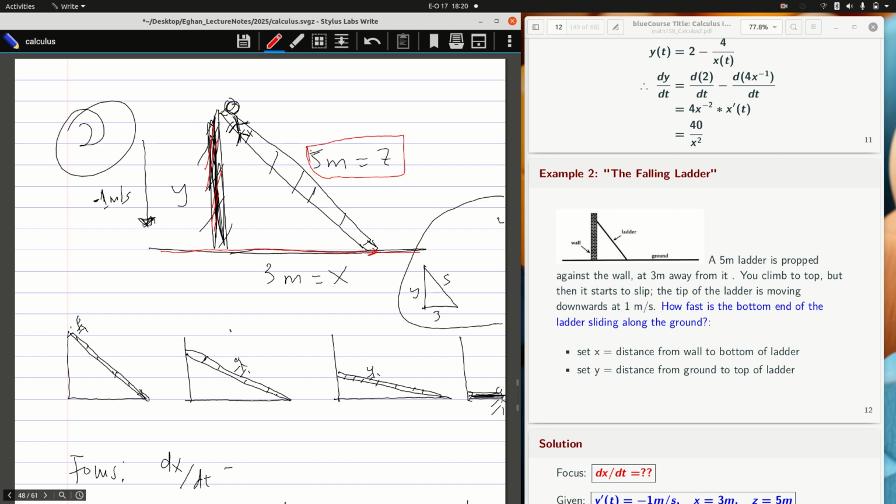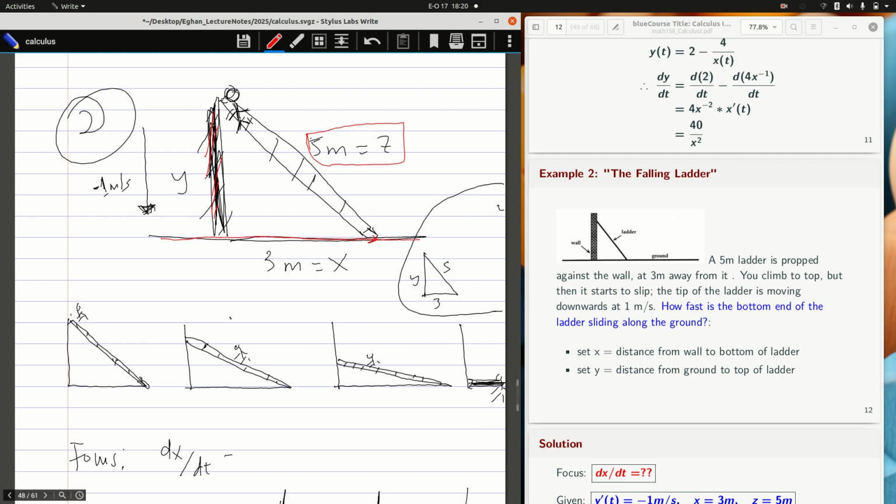It says, imagine you climb to the top of this ladder and then it starts to slip. So there's the first stage, stage 1, and then stage 2, it slips a bit. Look at where it slipped to. Stage 3, you slip to this point. You'll get to a final stage where the ladder will just fall flat on the floor. And these are the rates of change as the ladder slips over. The question is, how fast is the bottom end of the ladder sliding from the ground?